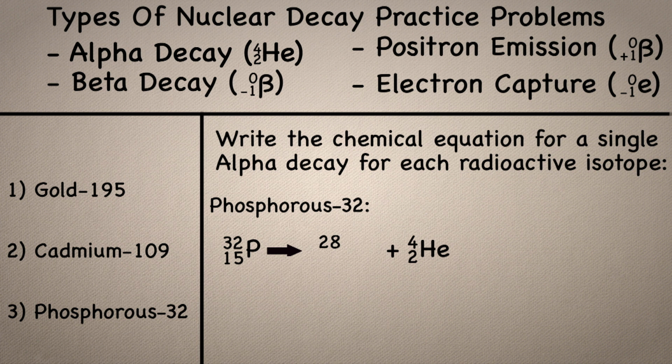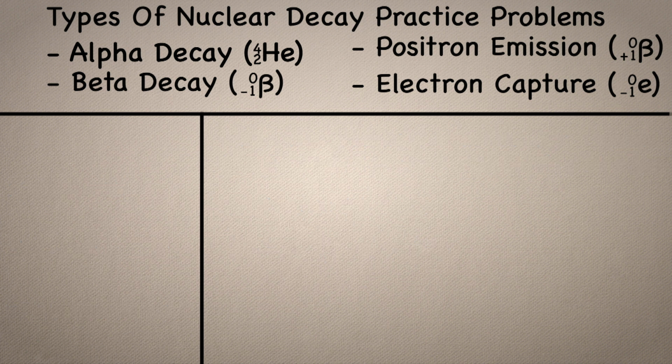Then we do the same thing with the protons. We had 15 with phosphorus. On the right side, we have 2, but we need to account for the rest of the 15, so we need 13 more. So our element has 28, 13. Well, the element that has 13 protons is aluminum, so it'd be 28, 13 aluminum. And that will give us our equation of 32, 15 phosphorus yields 28, 13 aluminum plus an alpha particle. Now we can move on to our next set.